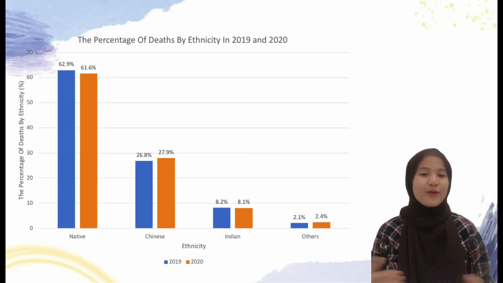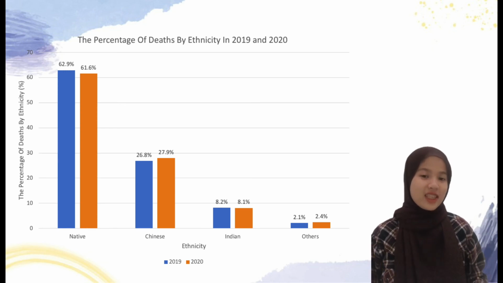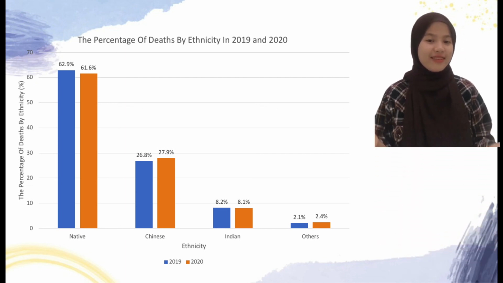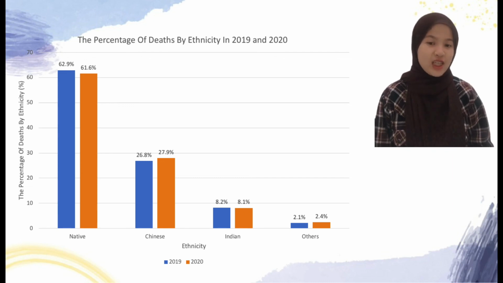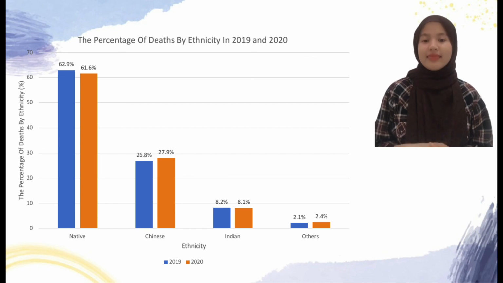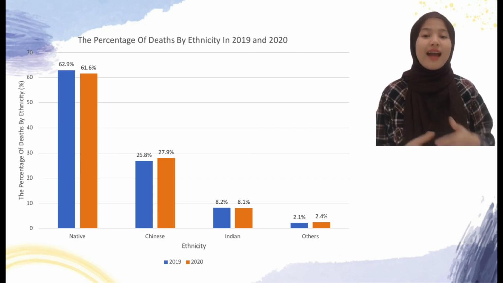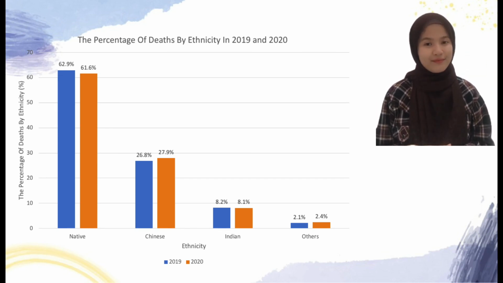In both years, you can see clearly from the graph that three quarters of the percentage of death is by native ethnicity. The percentage of death by native ethnicity decreased slightly by 1.3% between 2019 and 2020. Then, the percentage of death by native ethnicity in both years is dramatically higher than the percentage by others ethnicity.